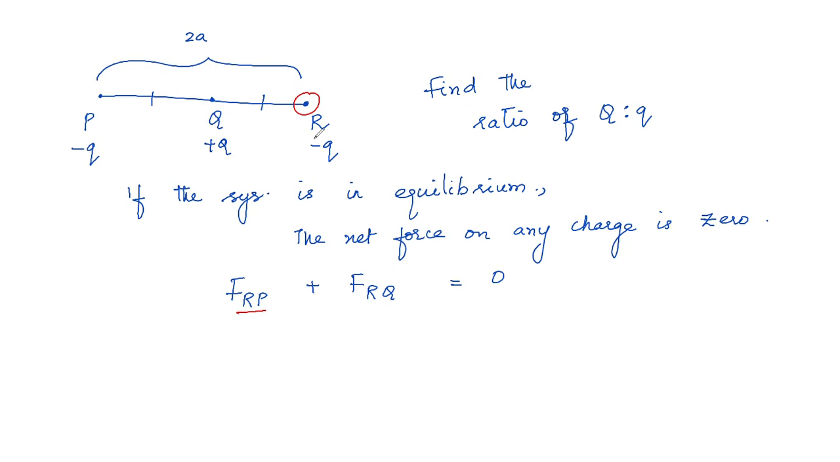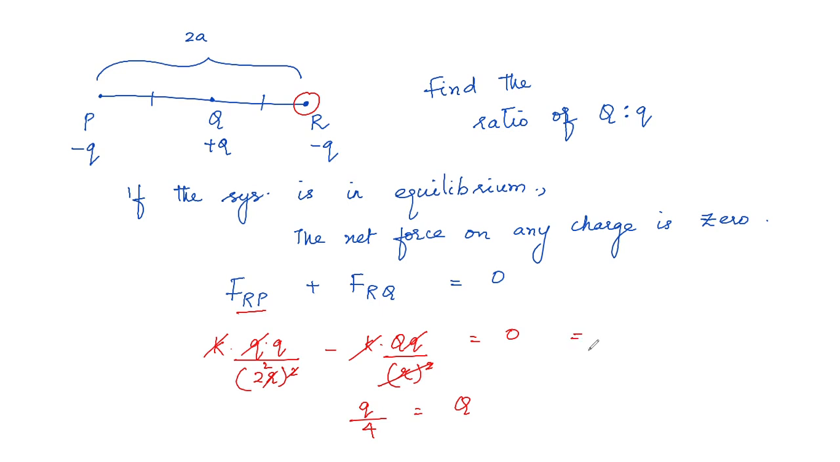So let us proceed to solve it. FRP is going to be K into Q into Q divided by 2R the whole square. This is going to be repulsive, minus, because this is an attractive force between R and Q, which is KQQ by R the whole square, equal to 0. K cancels, one Q cancels, R square also gets cut. So Q by 4 is equal to capital Q, which implies Q by Q is equal to 1 by 4. So the ratio is 1:4. Yes, that's right. Vedant Vadalikar also gets 1:4. So I gave this on the basis of force equilibrium, which is our previous case.